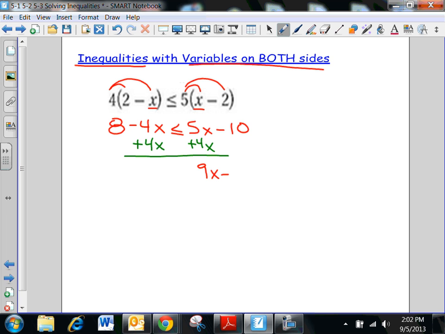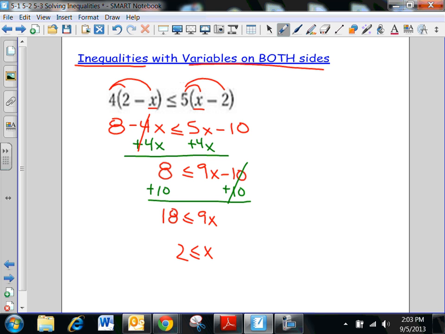So I get 9x minus 10 on the right hand side, and I get 8 on the left hand side. From there, I'm going to solve it like a normal inequality by adding 10 to both sides here. I'm going to get 18 is less than or equal to 9x. Then I'm going to lastly divide both sides by 9 and get that x is greater than or equal to 2. So I'd switch that around and make it x on the left hand side.